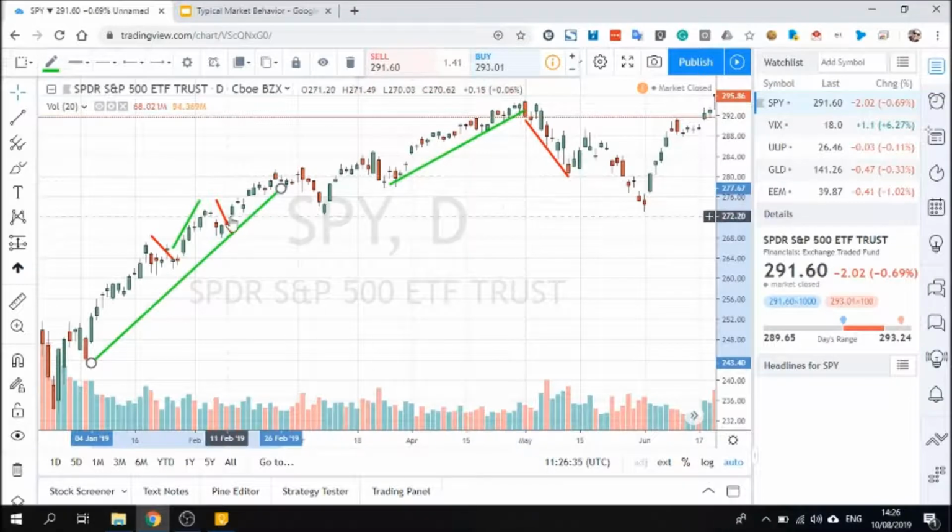All right, so corrections are good. They're part of an uptrend. They're part of a downtrend too, and we should look for those, and they really give us an opportunity to go in at a lower price.